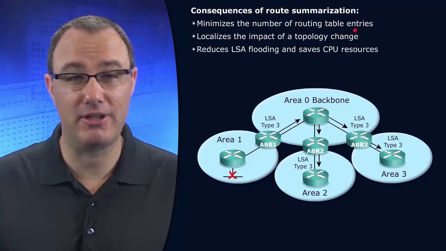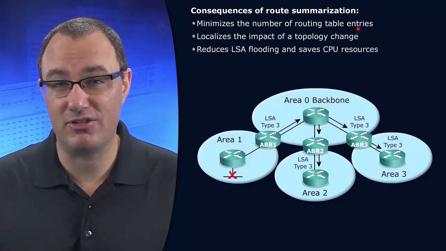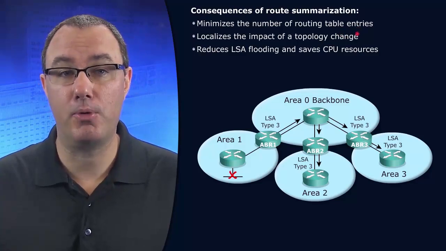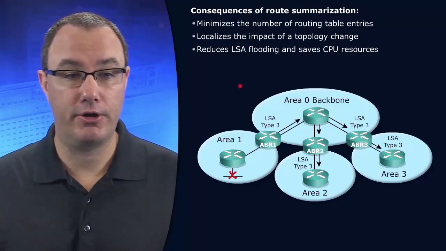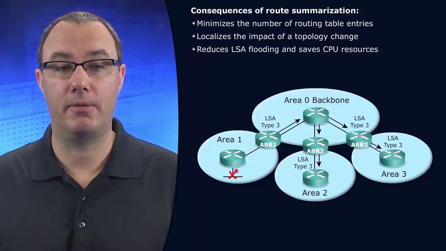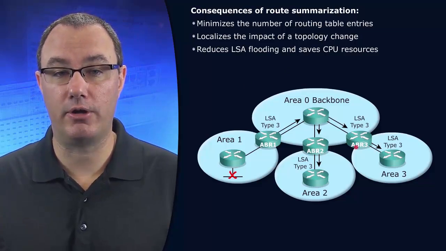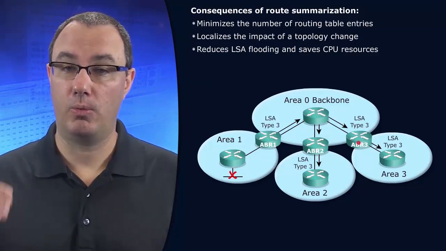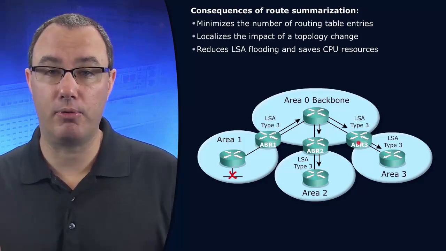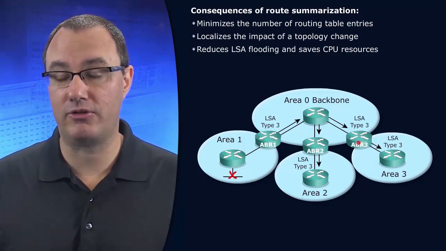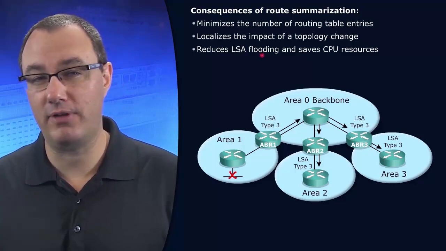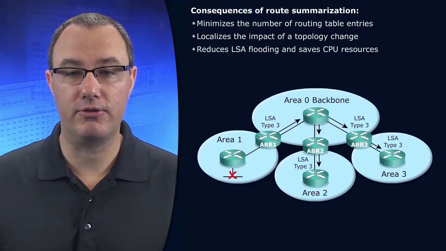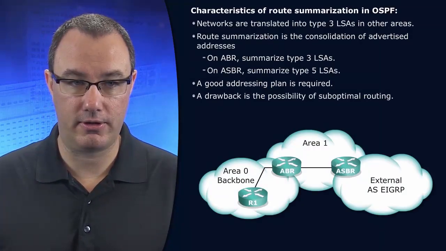The purpose is to shrink the size of our routing table, but more importantly, localize the impact so that there isn't a ripple effect coming from an unstable network scattered through the topology. When I summarize routes, I suppress changes to specific routes that are also captured by that summary. So we're reducing LSA flooding, saving resources. All of that is good.